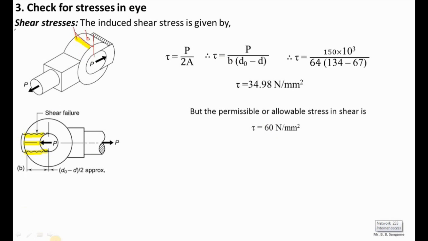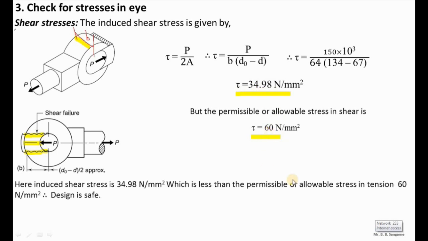So here the calculated induced shear stress is 34.98 and the allowable stress is 60. So the calculated induced stress is less than the allowable, so our design is safe.